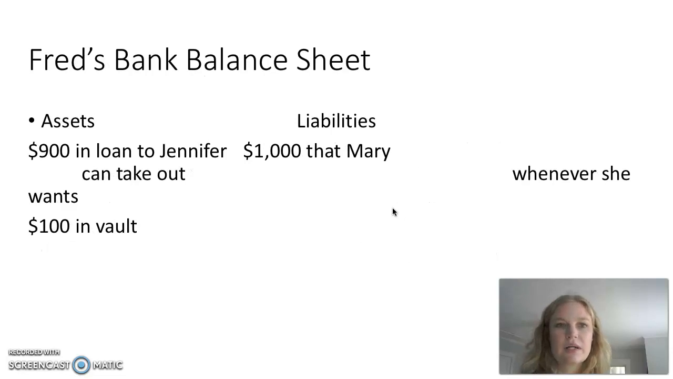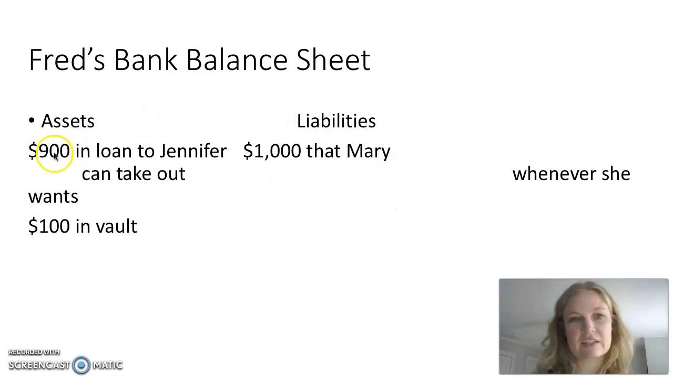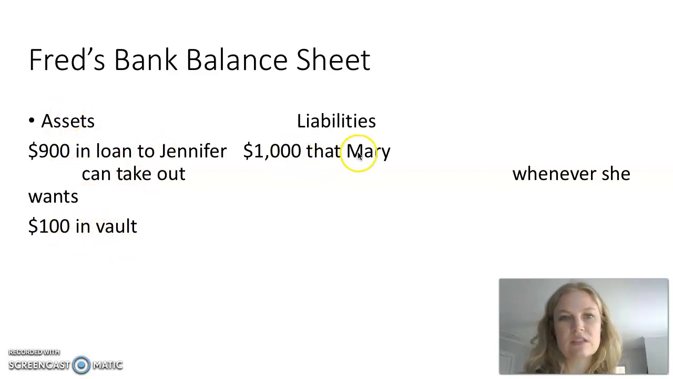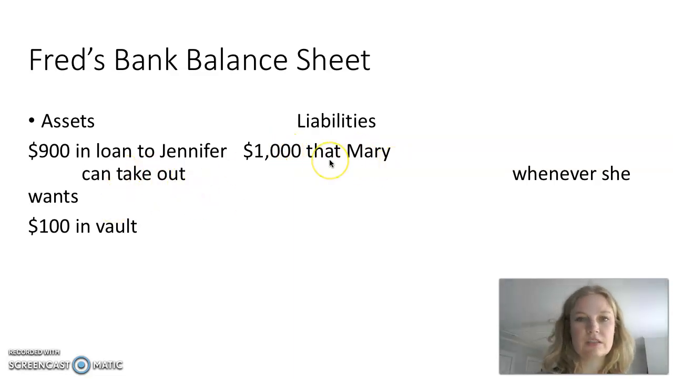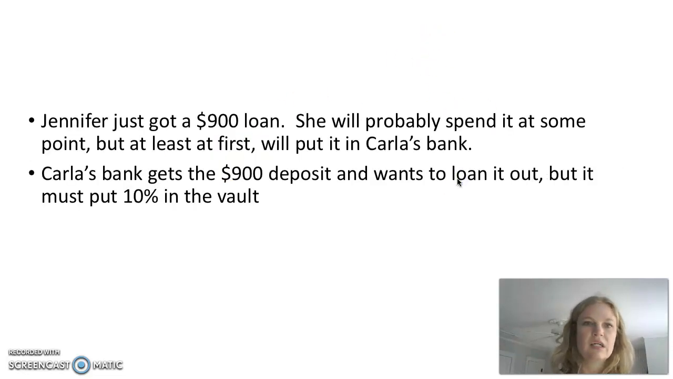So what happens then is Fred's bank balance sheet has assets and liabilities. The assets are $900 in a loan to someone named Jennifer, and $100 in the vault. And then the liabilities is $1,000 that Mary, sorry about the formatting, Mary can take out whenever she wants. So the bank owes Mary her $1,000. That's her money. But it's taking that and it's making a loan.